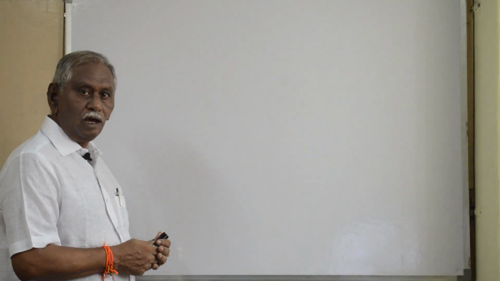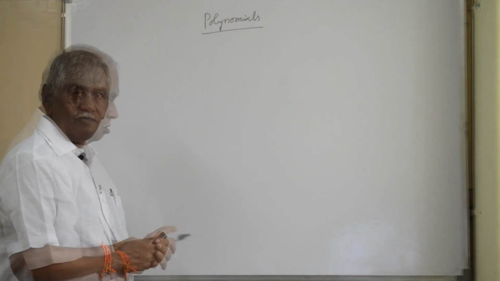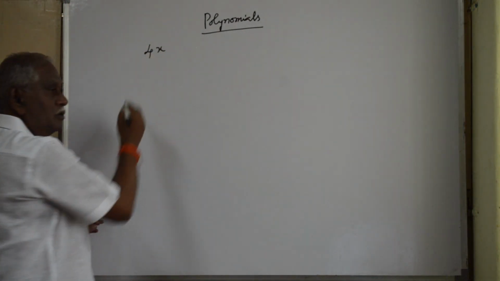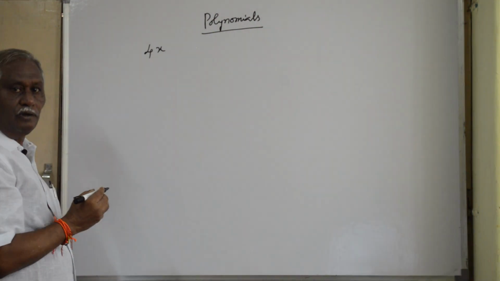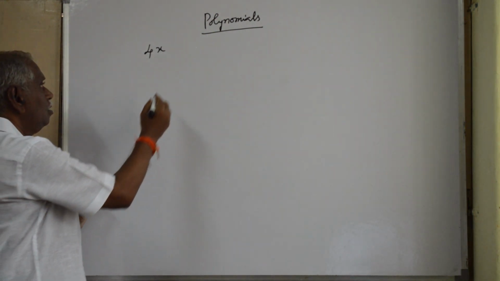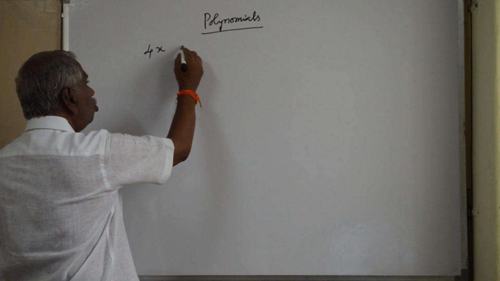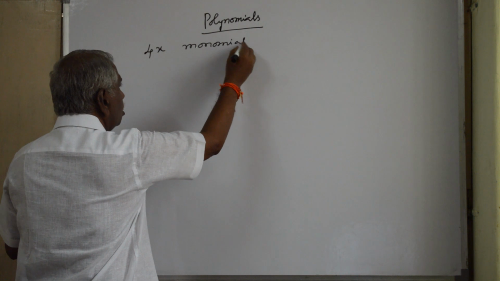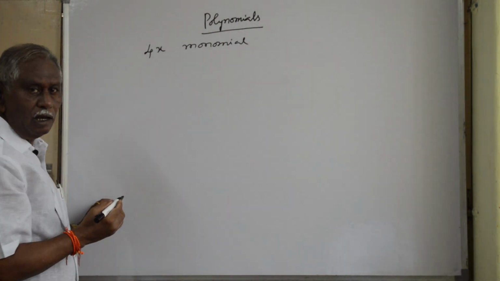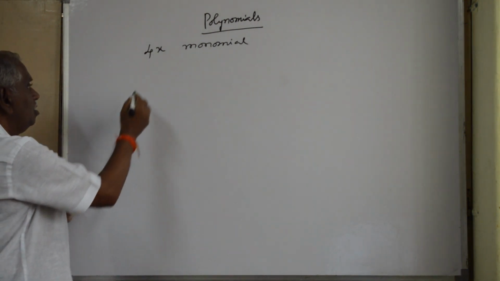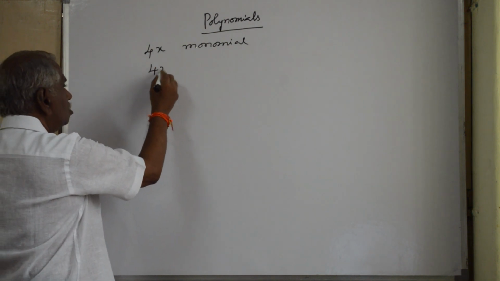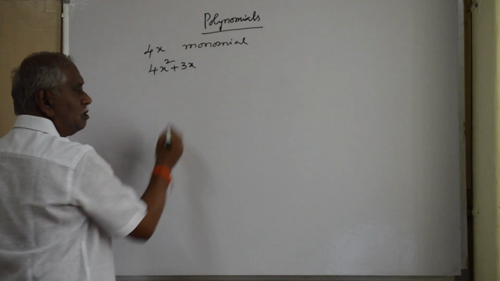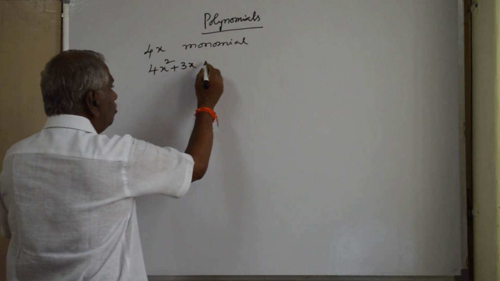Now we are going to start polynomials. 4x. How many terms are here? Only one term. And this term is called a monomial. If an expression has only one term, it is called a monomial. If an expression has two terms, then it is called a binomial.